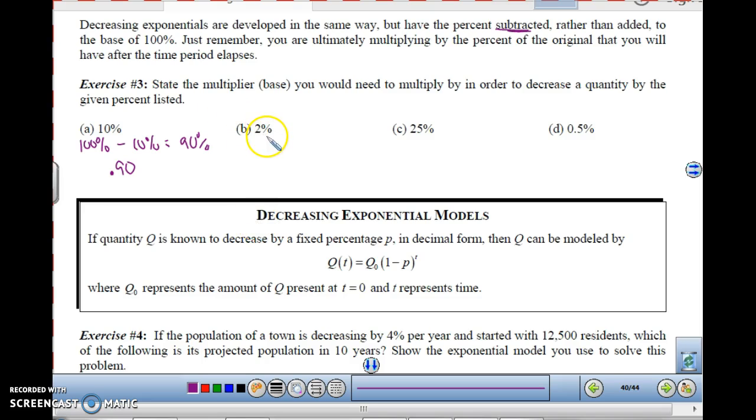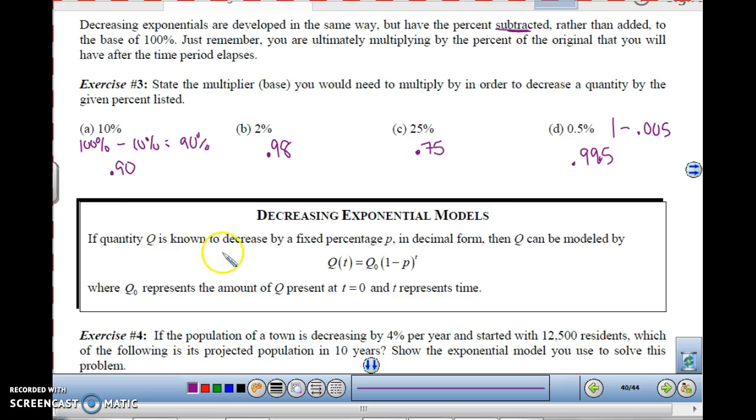All right? If you are decreasing by 2%, what percent would you have left? You would have 98%, so it would be 0.98. All right, 25% would be 1 minus 25%, which is 75%. You'd have 75% left. And 0.5%, be very careful on this one. This is 1 minus 0.005. Remember, because there are 2 decimal places, 1, 2. 1 minus 0.005, you'd multiply by 0.995. All right, because what you start with and what you end with, because you're decreasing, would be less than 100%.